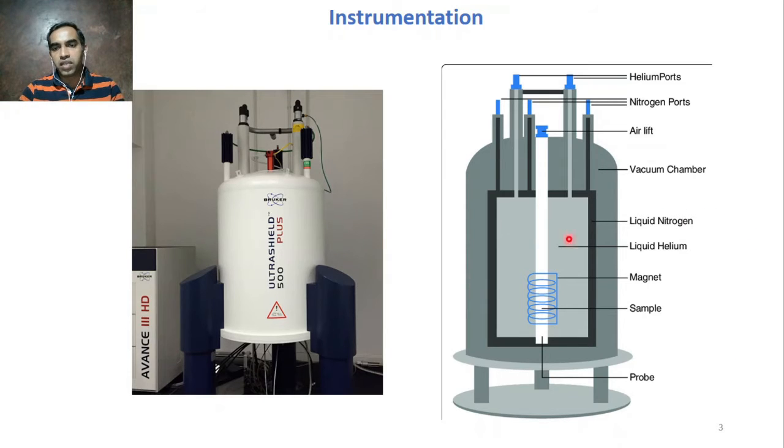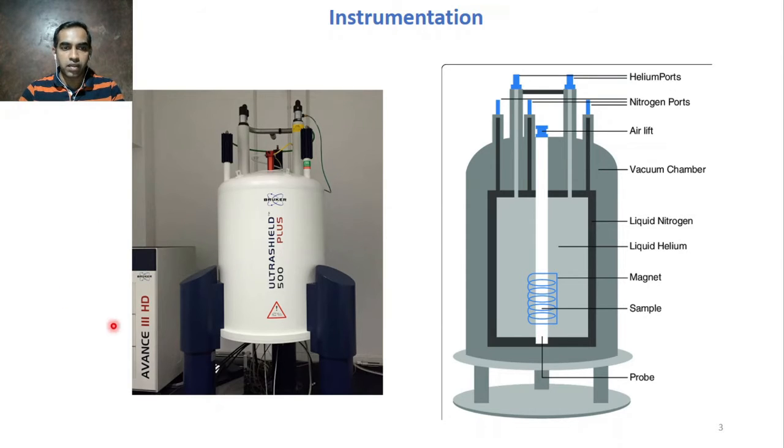nitrogen. So these are the inner parts. You can see here the magnet, a very strong magnet, and this is the compressor, air lift. The sample you keep inside the magnet probe, and liquid helium comes immediately after that. A very low temperature has to be maintained, as I already told in the last session. And liquid nitrogen is filled to keep the liquid helium intact. Then the vacuum chamber, then air lift, nitrogen ports. These are to fill the nitrogen, and helium ports. So this is what the instrument is.